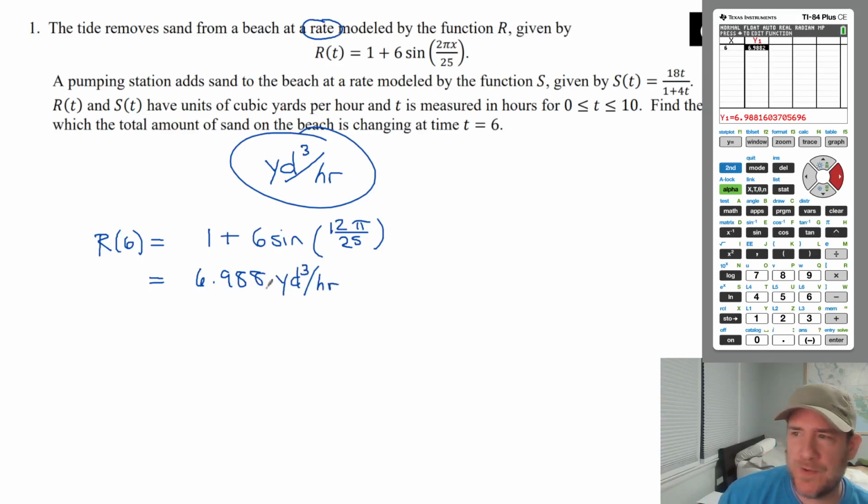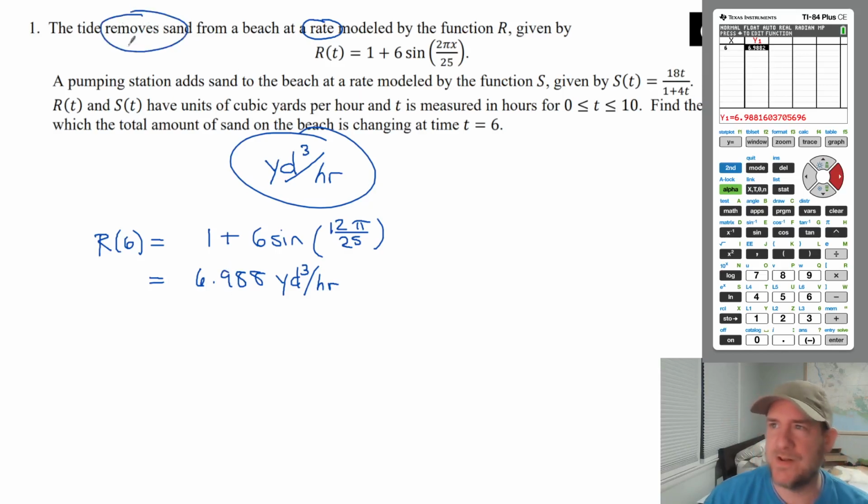And again, this is coming out positive, but from the definition of the equation, this still represents us losing this much sand. This is still the sand going away, which would sound like it would normally be a negative rate, but they framed this as removing, so they don't need a negative sign. We already know that it's taking away.